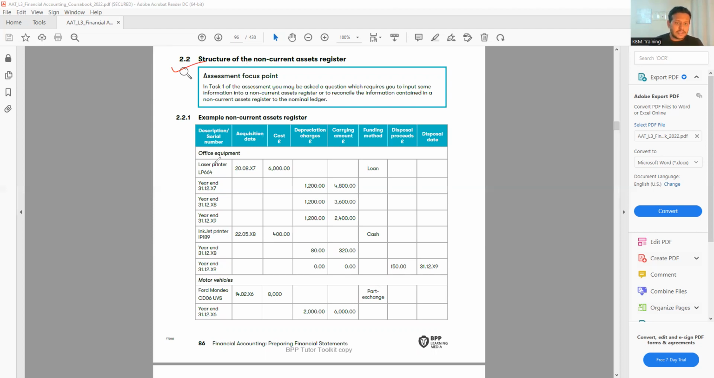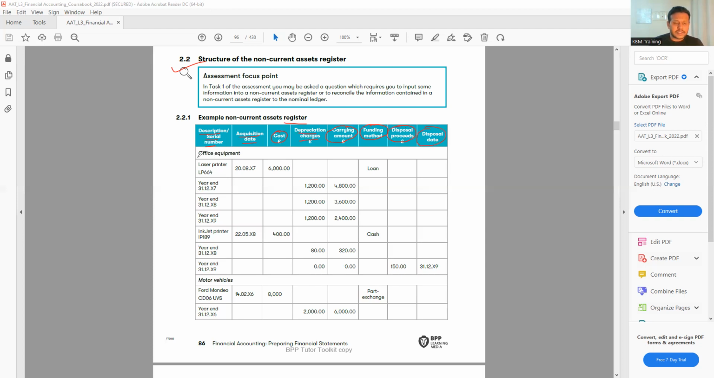It says example of non-current asset register. We can see the description or serial number, then acquisition date, when did you buy it, the date of purchase, cost, how much you paid, depreciation, how much is the depreciation per year, the carrying amount, how much currently the asset is carrying in value, funding method, how did you buy, disposal proceeds, if you sold it, how much you sold it for, and on which date we sold it. Now let's have a look.